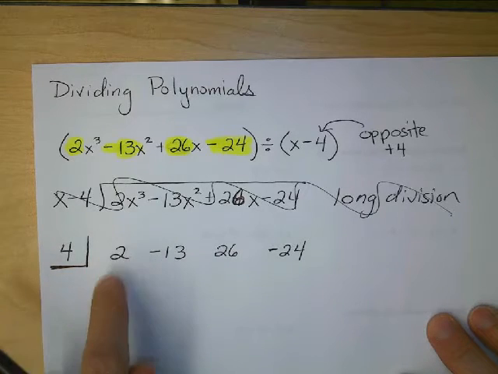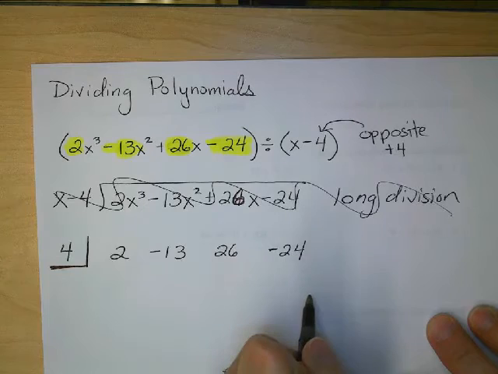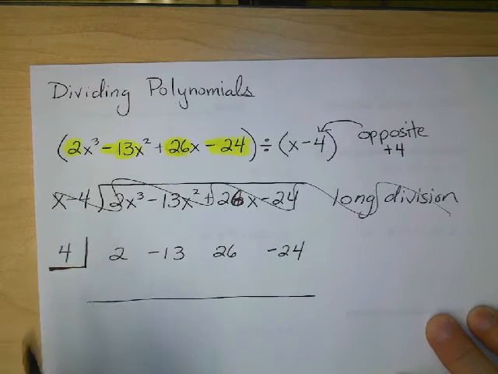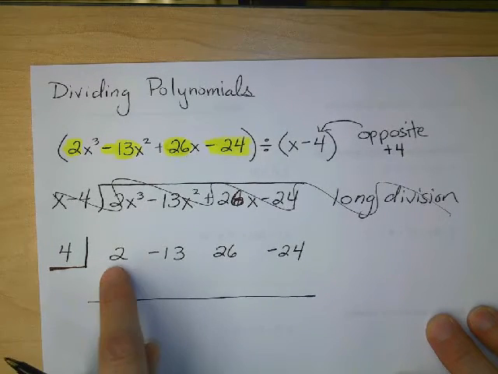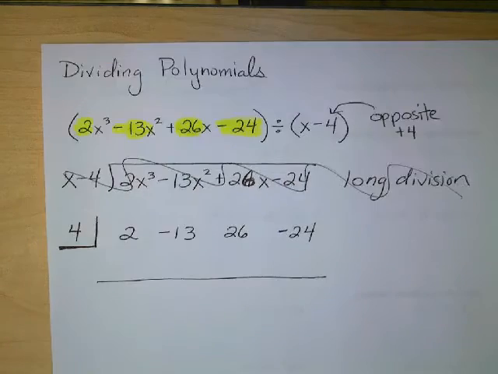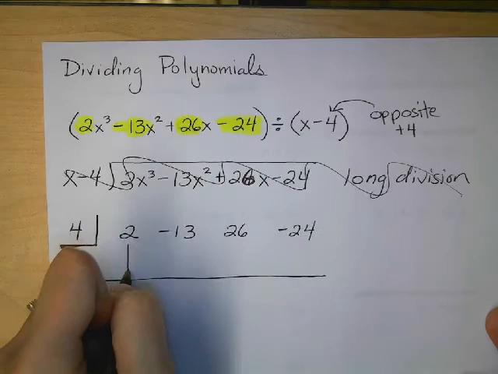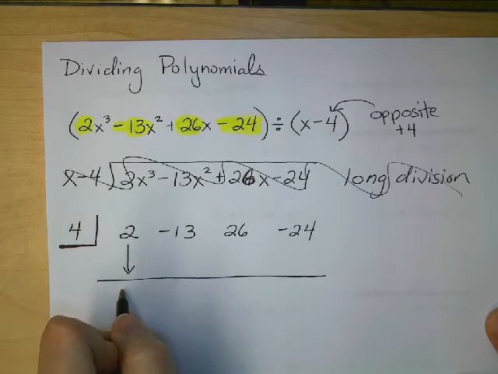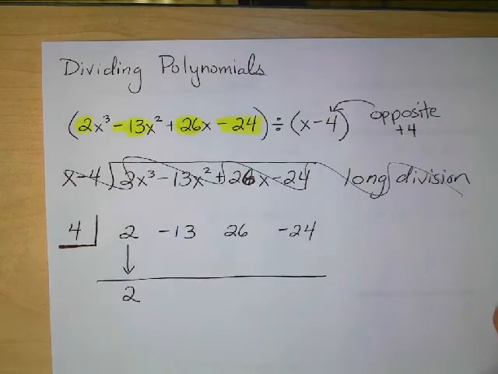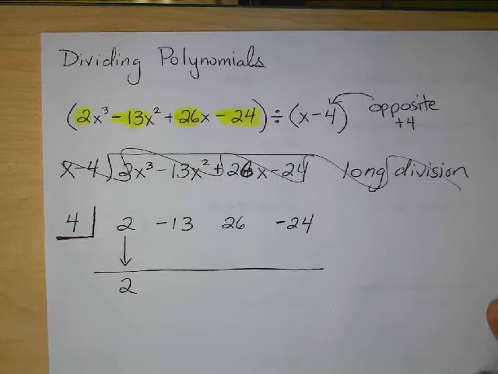Then you have to leave a space under this. You have to leave a little bit of space and then draw a line under that. But leave some space. It's not right under the numbers. Draw a space and then draw a line. Okay, so this is the shortcut way to do it. The first thing you do is just bring down the 2. That's right there. Just drop that 2 down.